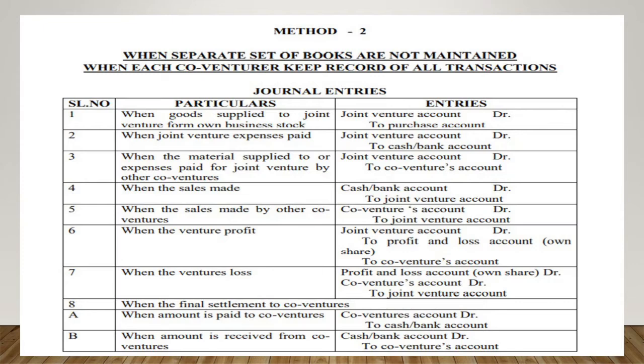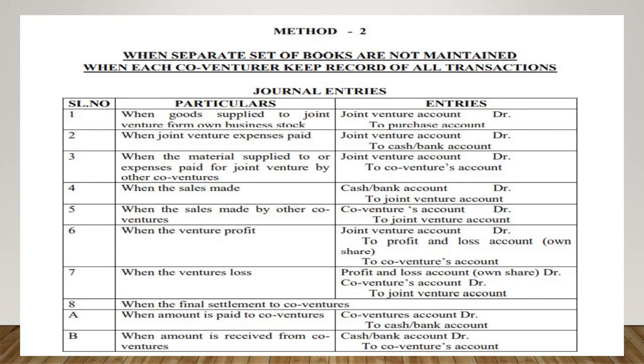First, we will try to understand the reason and journal entry. When goods are supplied to the joint venture, joint venture account debit to purchase account. Joint venture expenses paid by the acting co-venturer, in whose books we are writing.